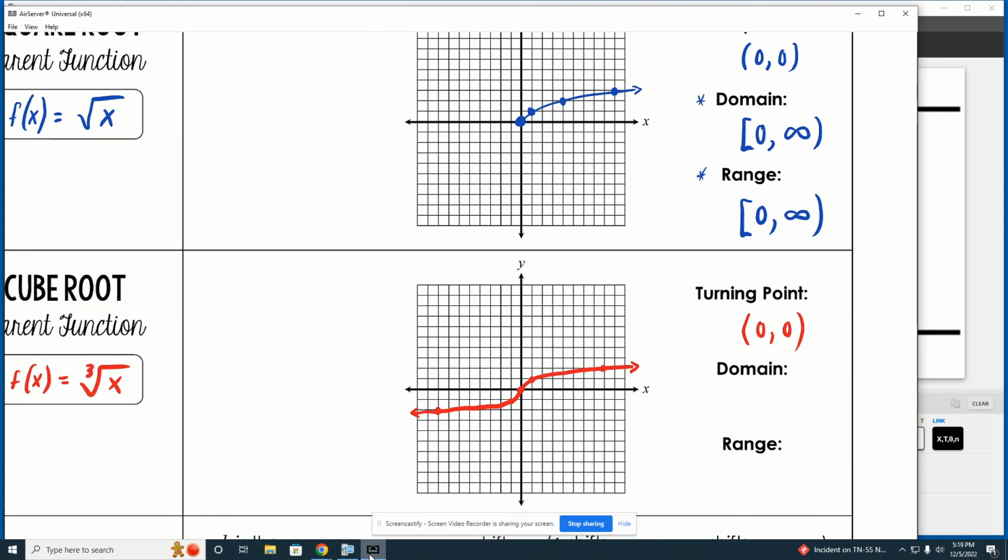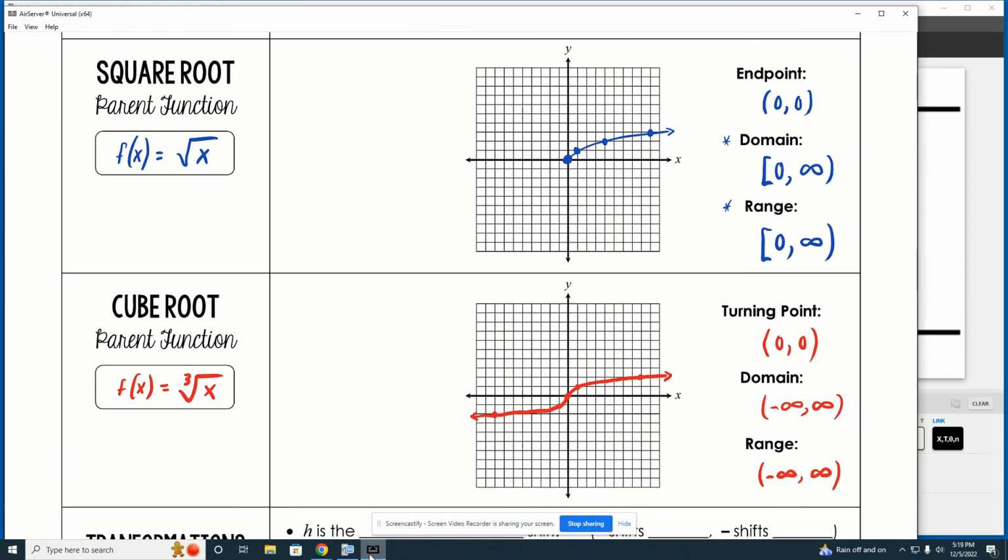In fact, that's what makes domain and range really easy for a cube root function. Look at it. Does it ever stop going left? No. Does it ever stop going right? No. So my domain is unlimited. Now I know it's very gradual, but does it ever stop going down? No. Does it ever stop going up? Also, no. So my range is also unlimited from negative infinity to positive infinity. So that makes those really, really easy.